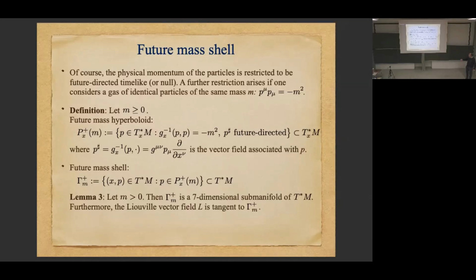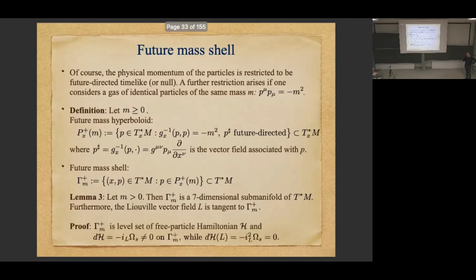Okay, now you can prove that if the mass is positive, then this is actually a 7-dimensional submanifold of T star M. And further, the Liouville vector field L is tangent to the mass shell. And the proof is very simple. You just have to notice that this is a level set of the free particle Hamiltonian, because here H is constant because of this condition. Then the differential or the gradient of H is dual to L, by definition, and L is non-zero if m is positive because p cannot be zero then. So the gradient is non-zero, so this is a regular submanifold of codimension 1.